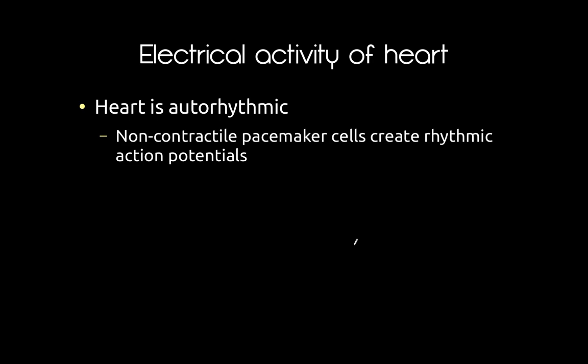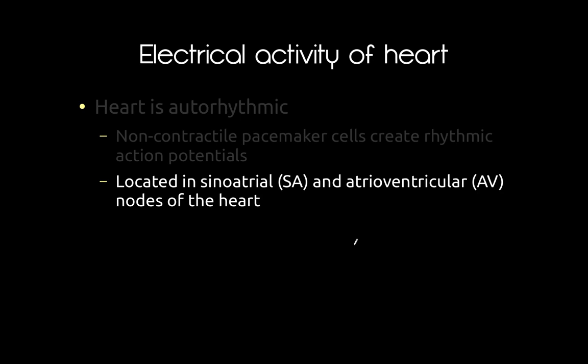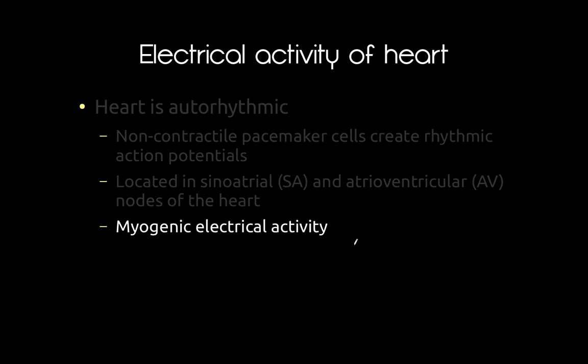And this is going to be happening, again, like we had in smooth muscle, by non-contractile pacemaker cells. They're going to cause these rhythmic action potentials. Now, these are going to be primarily located in the sinoatrial node and the atrioventricular node of the heart. And we'll talk more about where those are in just a few minutes. And what this is known as is the myogenic electrical activity. So myogenic means originating in the muscle. So this electrical activity is originating in the muscle of the heart.